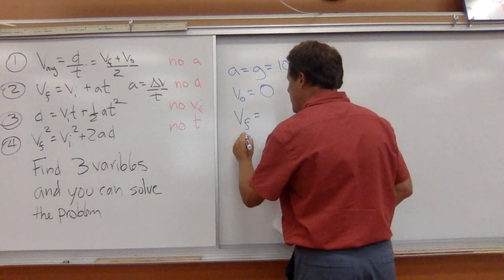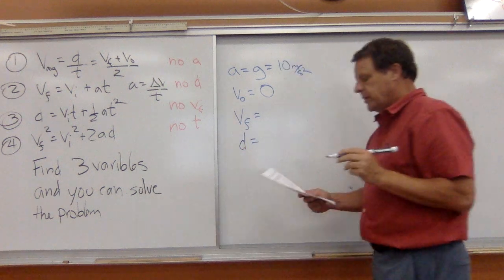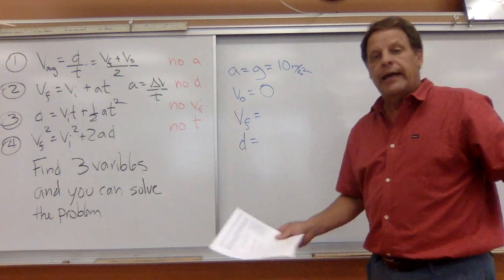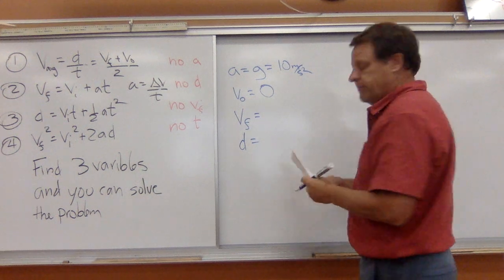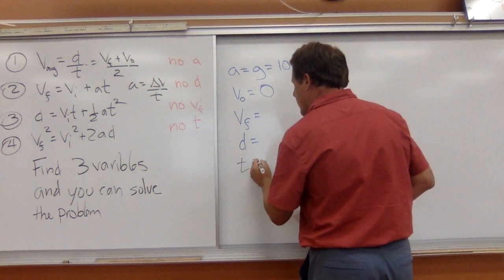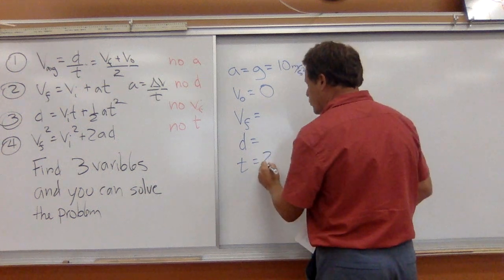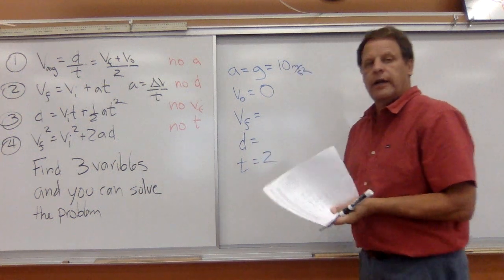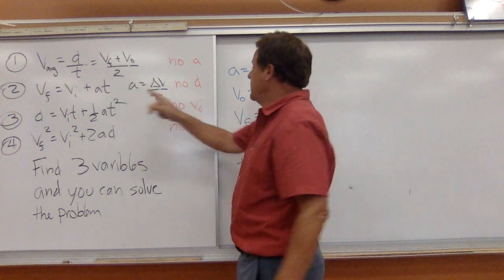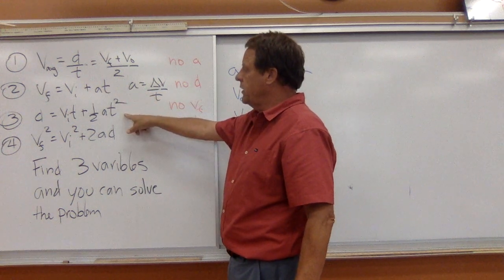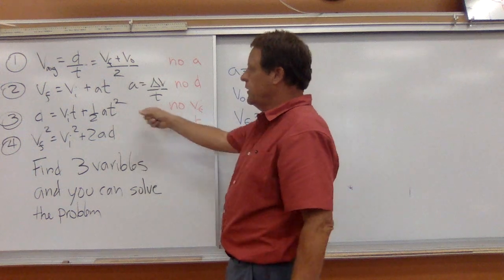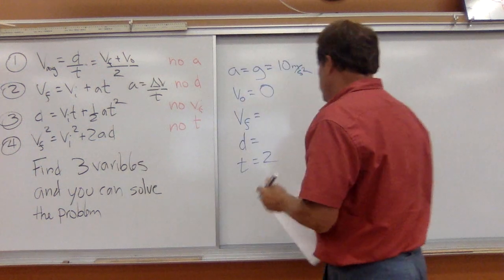So we want to know the displacement. How long does the rope need to be? That means displacement. The time, it told us, was 2 seconds. All right, now if we look here, we are looking for displacement. We don't know the final velocity, so we're going to use equation number 3.